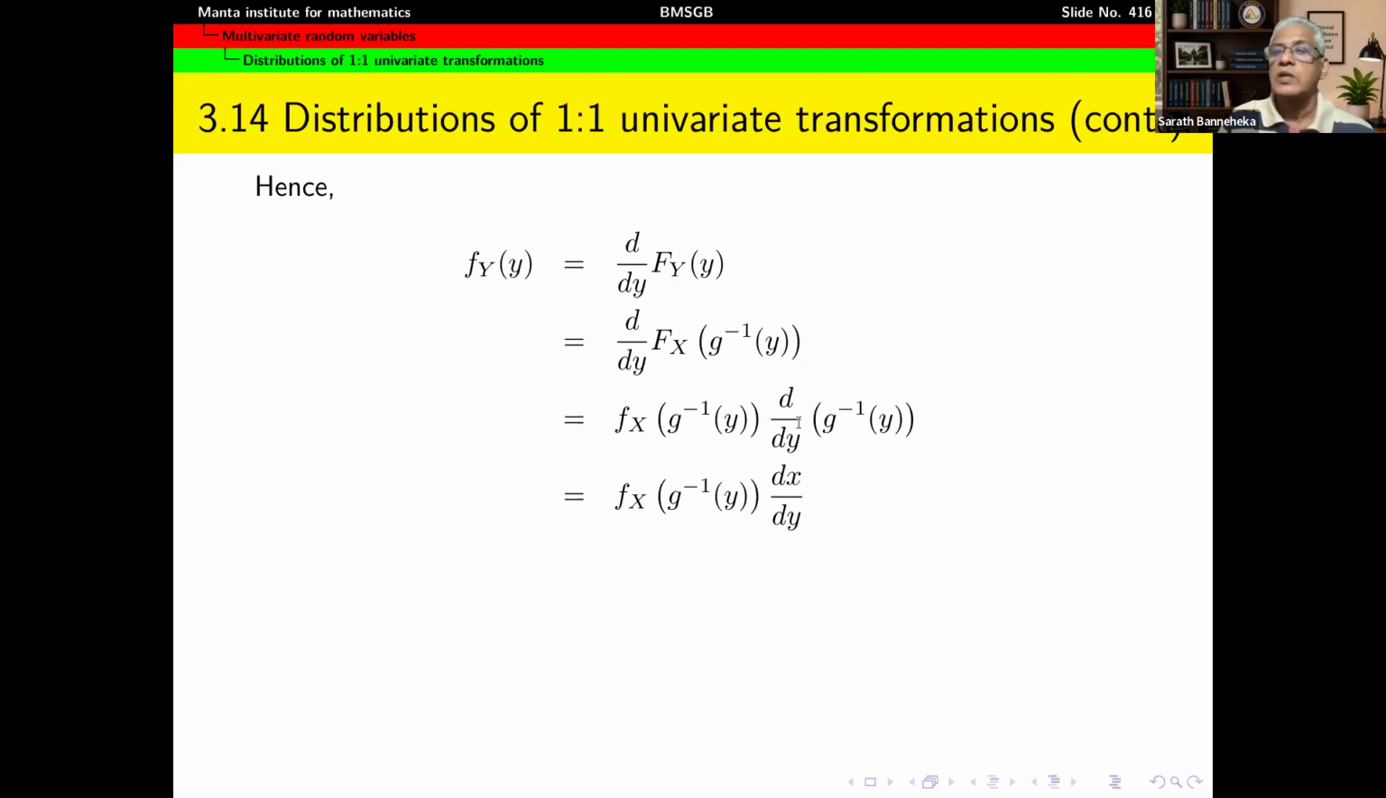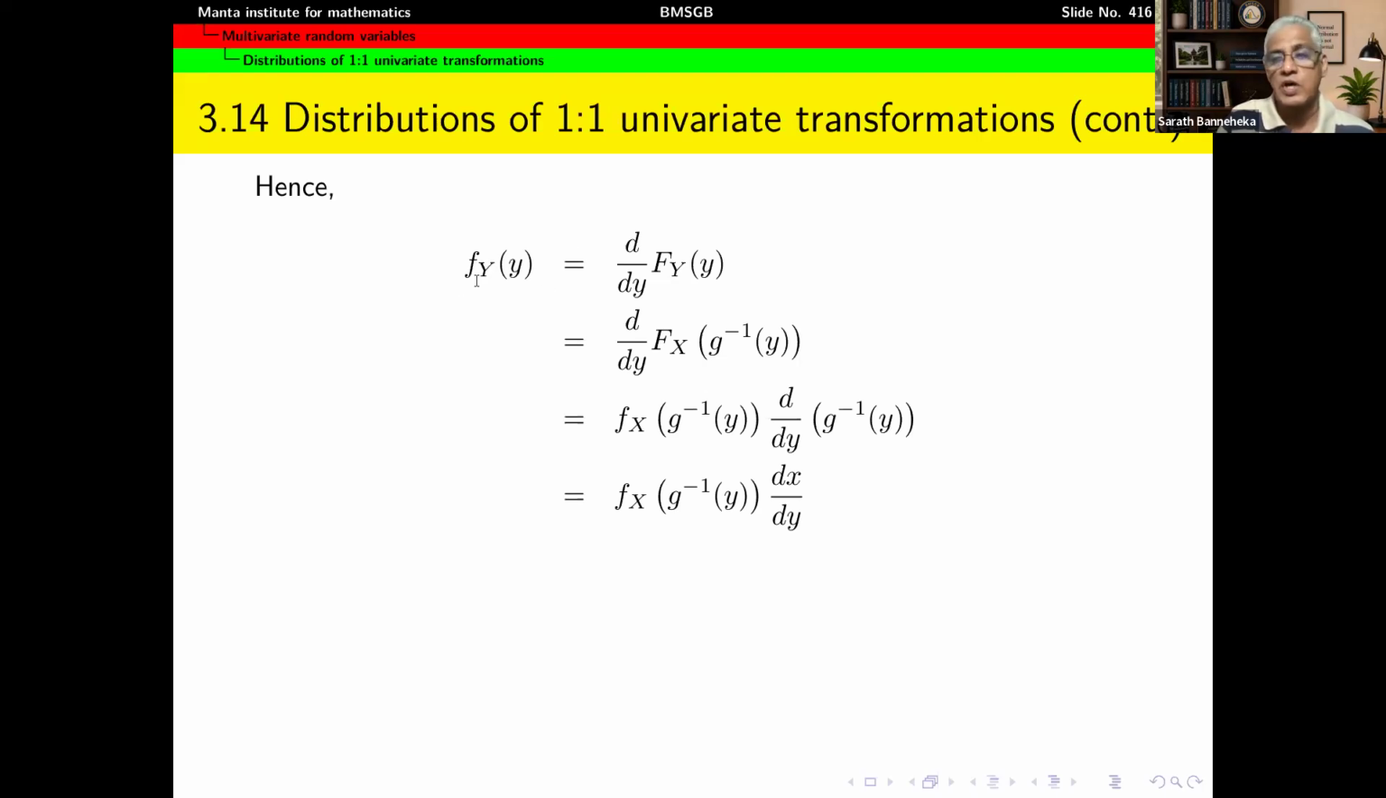So that is the application of the chain rule. Therefore, you get the density function evaluated at this value times the derivative of g inverse y. G inverse y is actually x. Therefore, this one more simply can be written as dx over dy. Right. So in this case, dx over dy is positive. This quantity is positive. Everything is positive. So that is the expression for the density function.